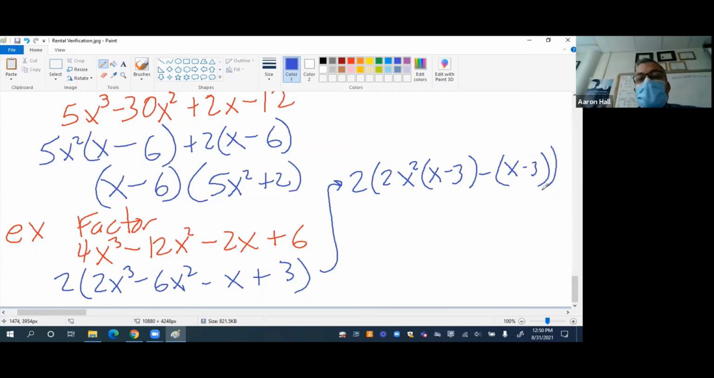Okay, now what? What can we factor out of both of these terms? x minus 3. Yep. So that gives me 2 times x minus 3. What's left over? 2x squared minus 1. Yep.